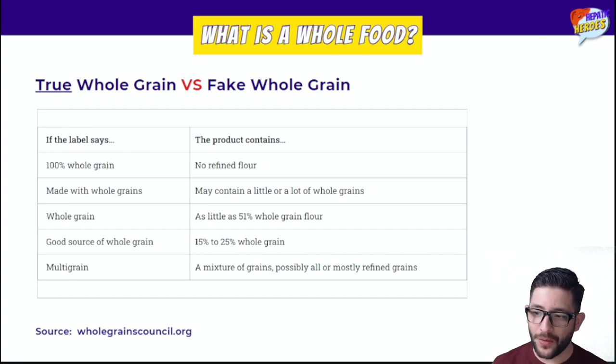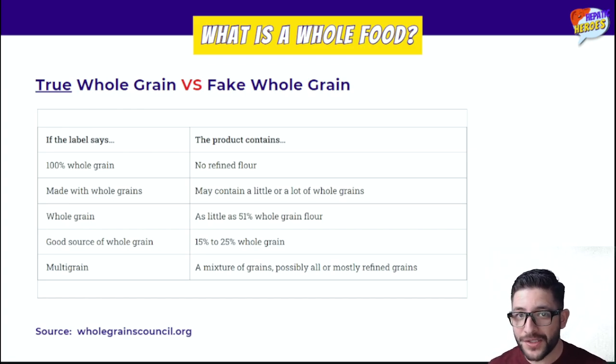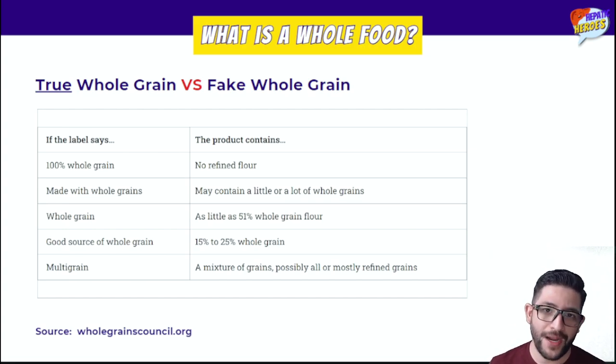If the label says whole grain, then as little as 51% of the flour in that food is actually coming from whole grain, which is not good. If it says good source of whole grain, then only about 15 to 25% of it is going to be actual whole grain, which is a big problem. And if it says multi-grain, then it's usually a mixture of grains, possibly all or mostly refined grains.